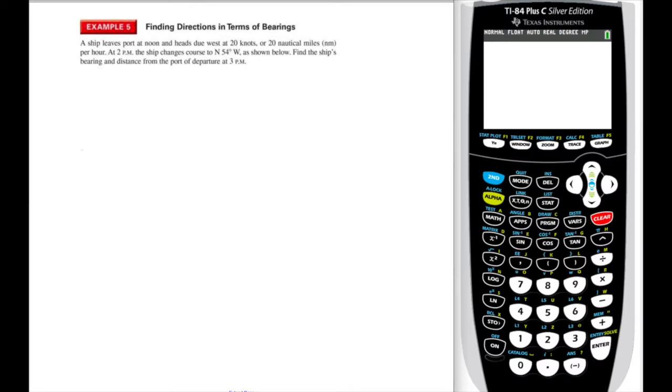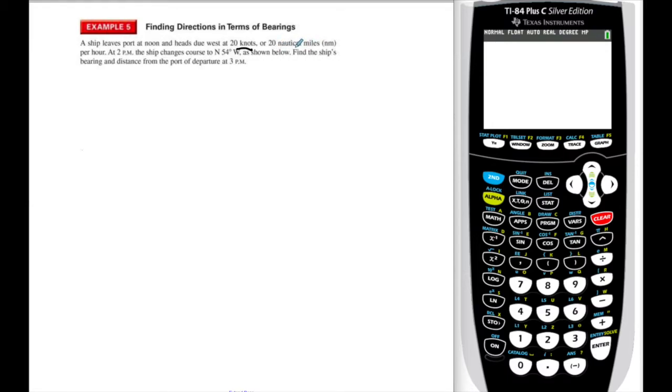Okay, so here's what I have. I have a ship that leaves port at noon and heads due west at 20 knots, or 20 nautical miles. Sometimes when you're talking about ship movement, they use the word knots. Doesn't mean like a knot in your shoelace. It means nautical miles, okay?